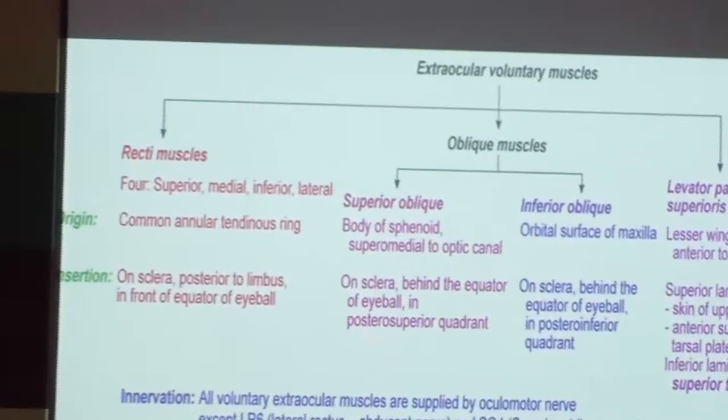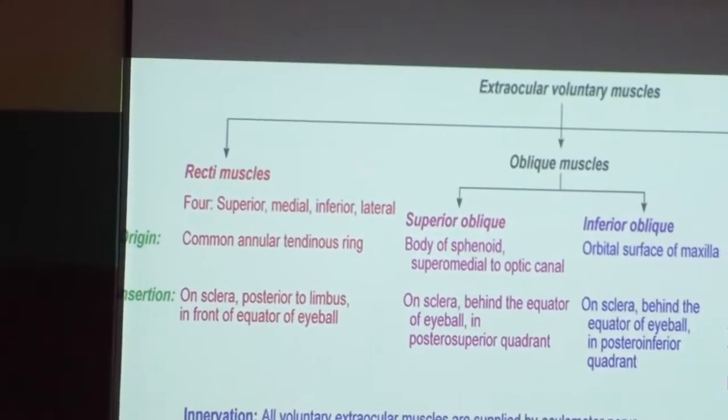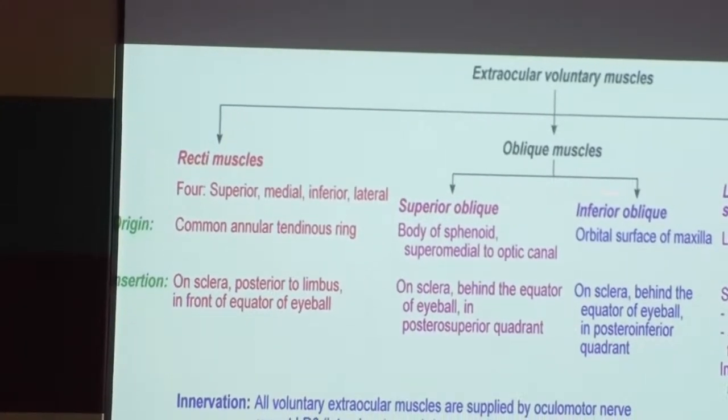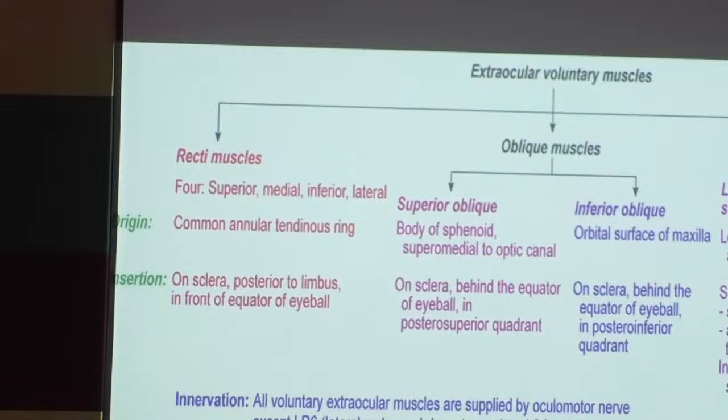You can see posterior superiorly insertion of superior oblique, posterior inferiorly insertion of inferior oblique. Okay. Levator palpebrae superioris: origin from lesser wing of sphenoid anterior to the optic canal, and superior lamina. These are the insertion. Superior lamina: skin of the upper eyelid, anterior surface of tarsal plate. Inferior lamina forms the superior tarsal muscle.